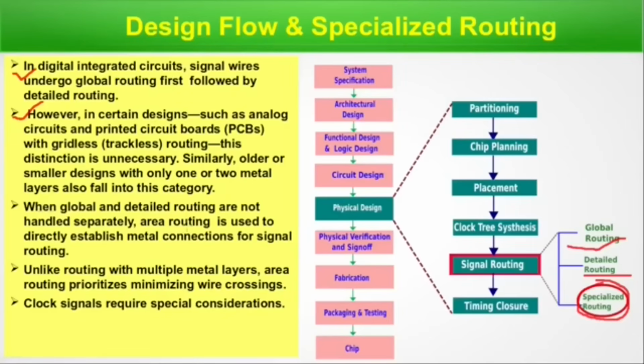Now, when global and detailed routing are not handled separately, area routing is used to directly establish metal connections for signal routing. Unlike routing with multiple metal layers, area routing prioritizes minimizing wire crossing. Clock signals require special consideration. This is the basics about specialized routing. We are done with this slide, and now let's move to the next slide.